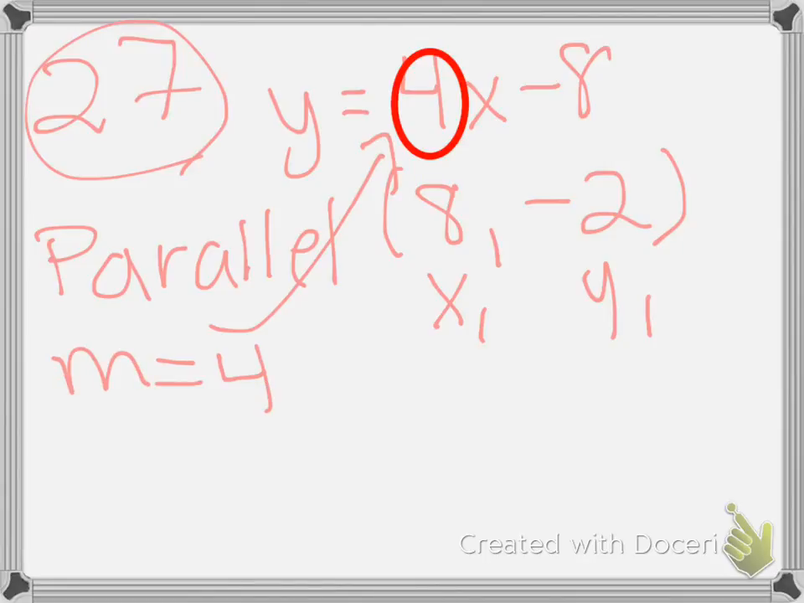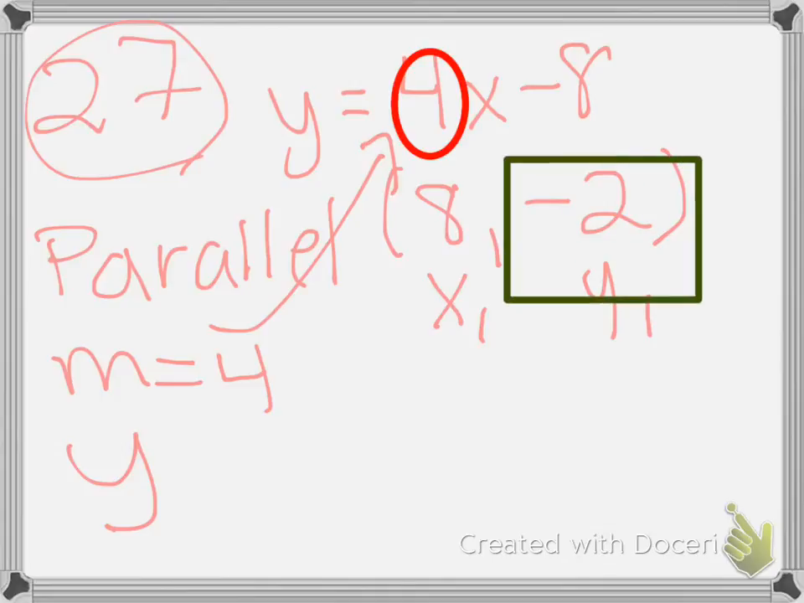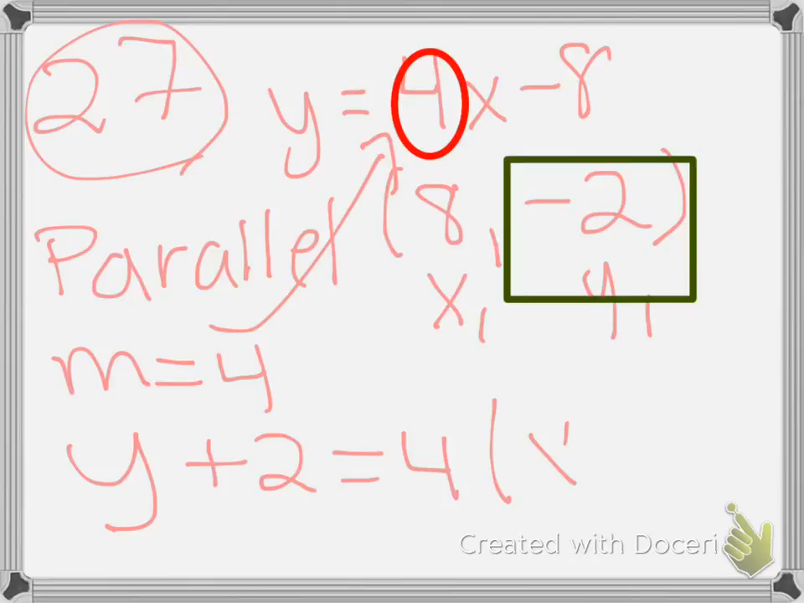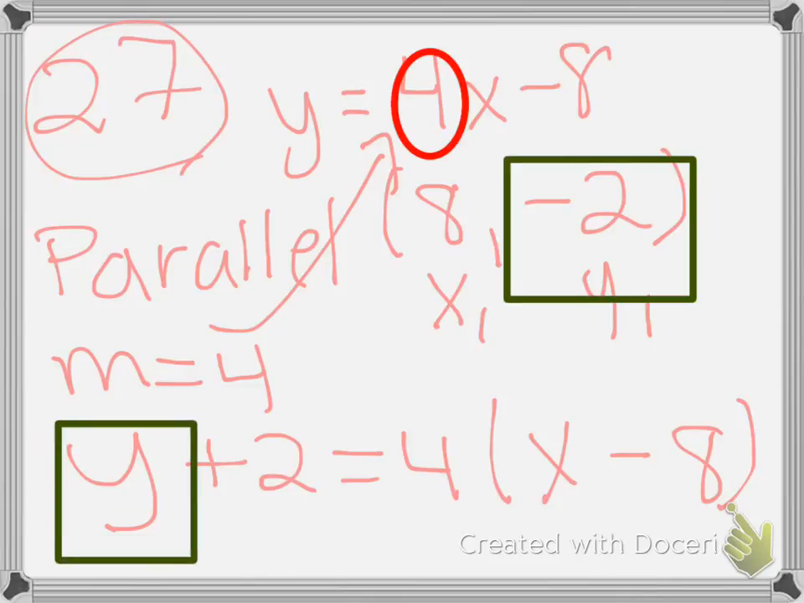I'm now going to plug it into the point-slope formula. y minus y1, well, notice it's a negative, so it's going to be y + 2 = 4 times (x - 8). And again, you need to solve for y, just like you did before in number 25.